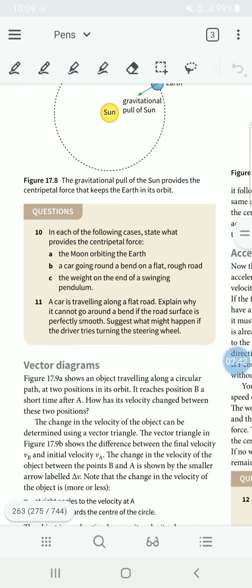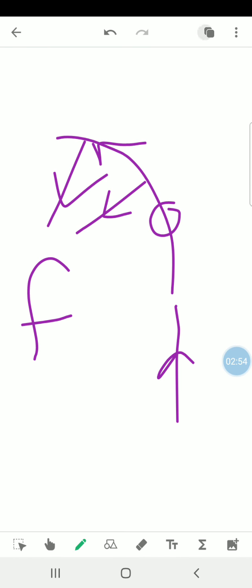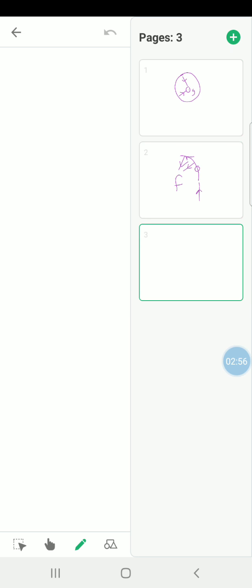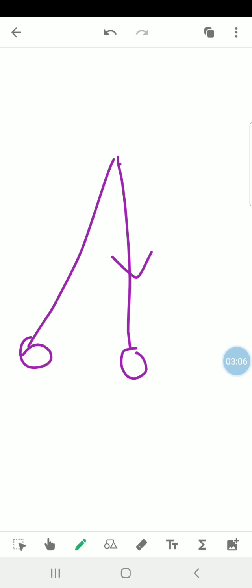Then part C, the weight on the end of a swinging pendulum. We will take that example and see how it happens. You have to understand what they are specifically asking. A pendulum is there and it is swinging, like this. So what provides the centripetal force?